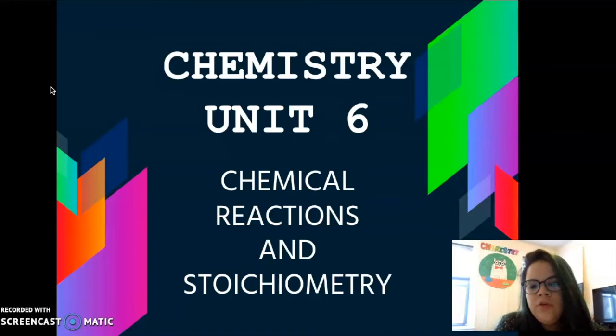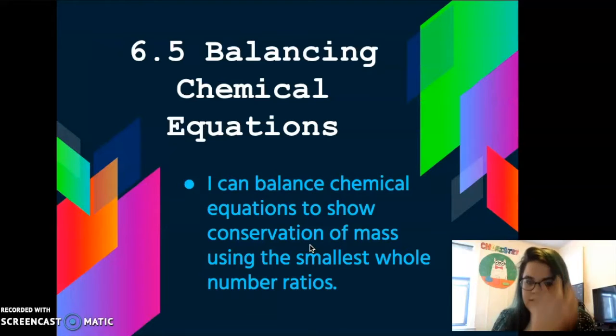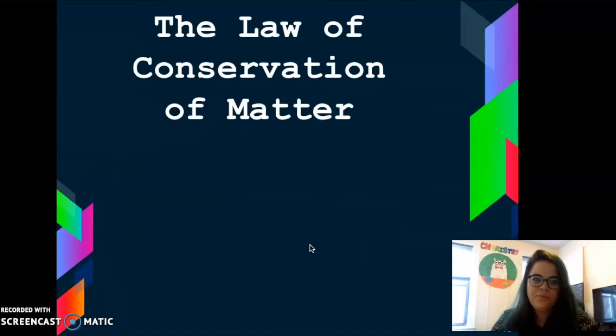We're continuing with Unit 6 today. We're going to be looking at chemical reactions and stoichiometry in this unit, if you've forgotten. Let's get started. Today we are doing 6.5, balancing chemical equations. By the end of this lesson, hopefully you will be able to say, "I can balance chemical equations to show conservation of mass using the smallest whole number ratios."